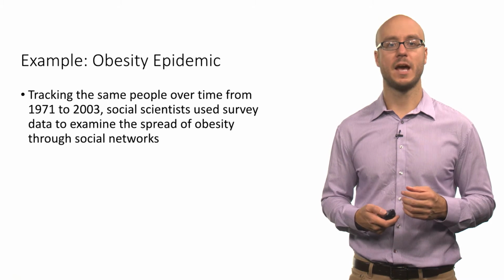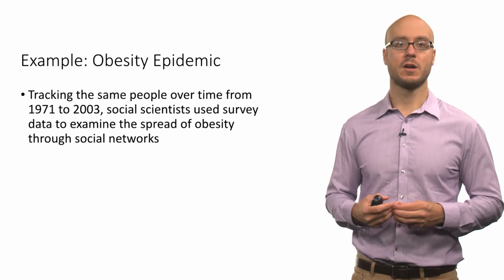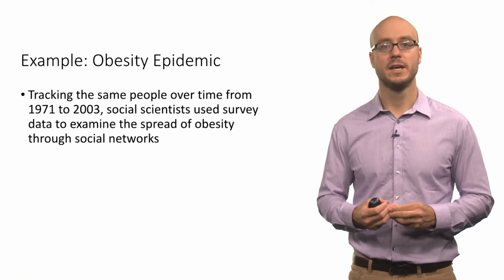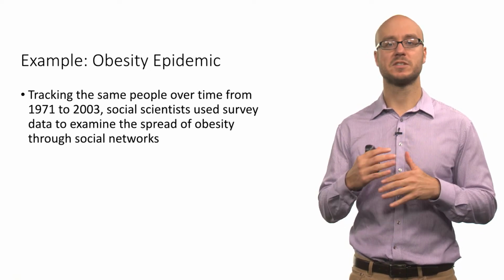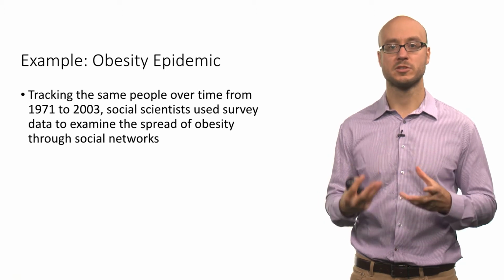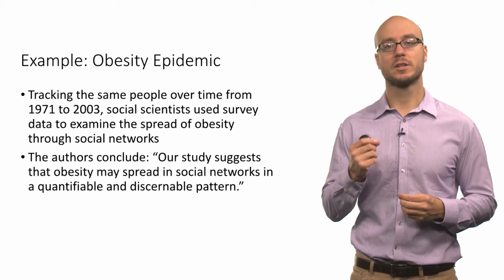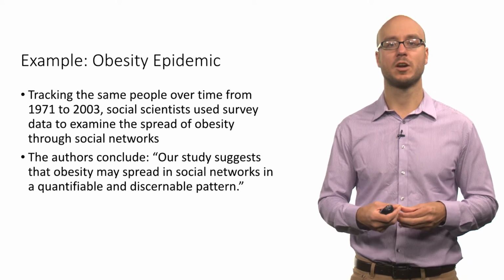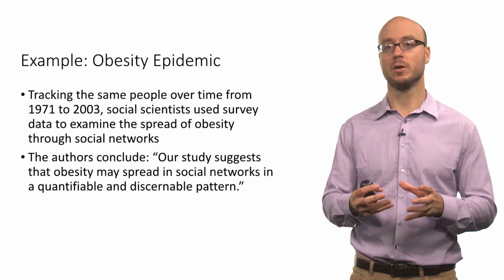Let's look at an example of an observational study. Let's think about the obesity epidemic. Some researchers at Harvard tracked the same people over time from 1971 to 2003. And then they used the survey data to examine the spread of obesity through people's social networks. The authors concluded, quote, "Our study suggests that obesity may spread in social networks in a quantifiable and discernible pattern," end quote. What they found was that if you're obese, then over time your friends tend to be obese.